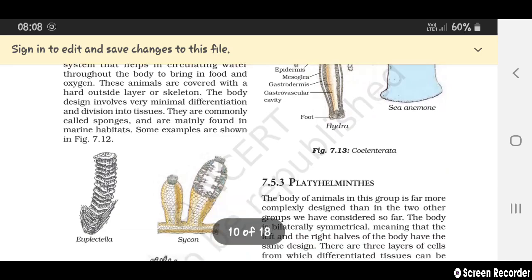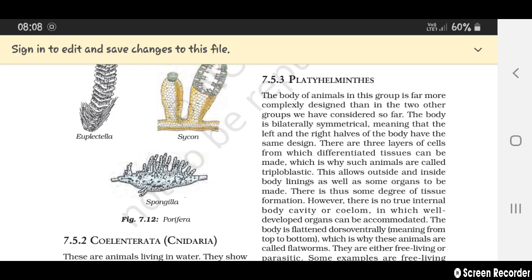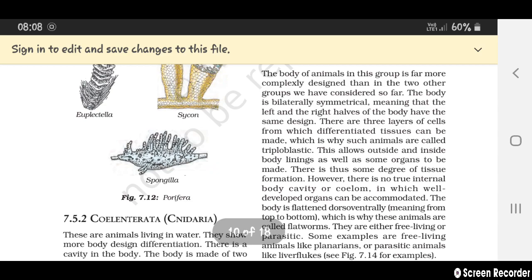Next is helminths. The animals in this group are far more complexly designed in body than the two other groups, that is coelenterata and porifera. This body group is very much complexly designed.